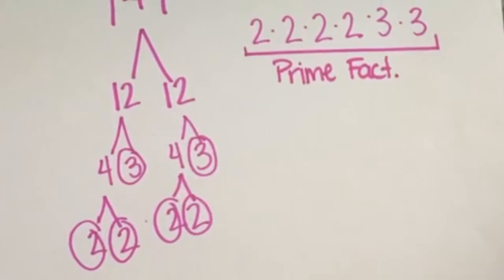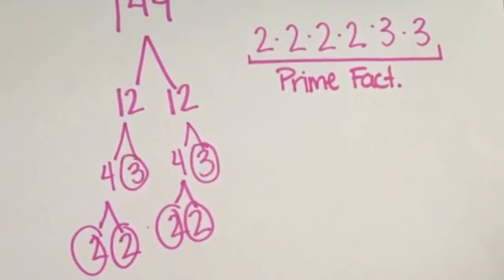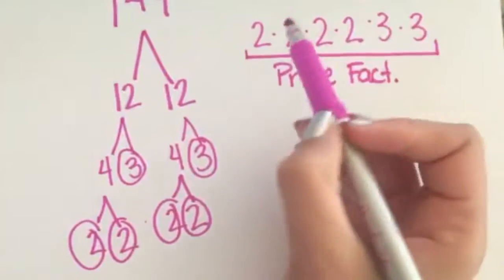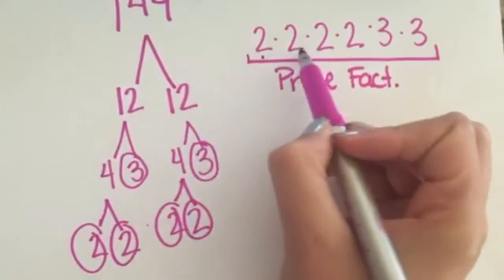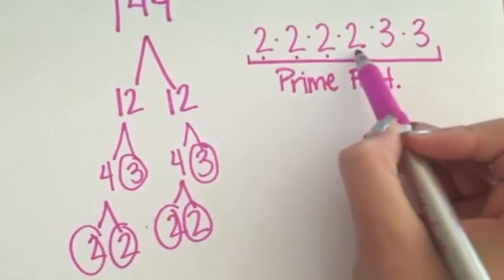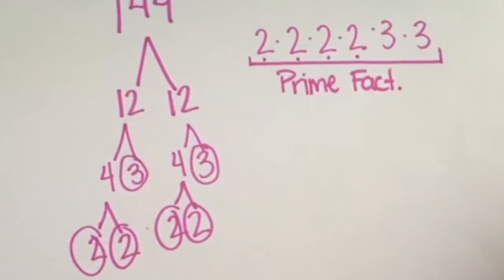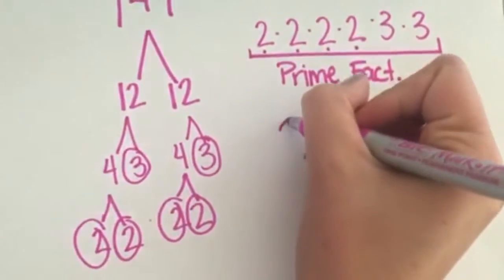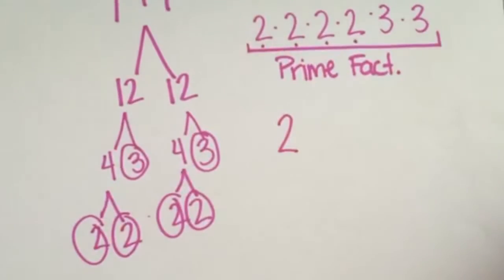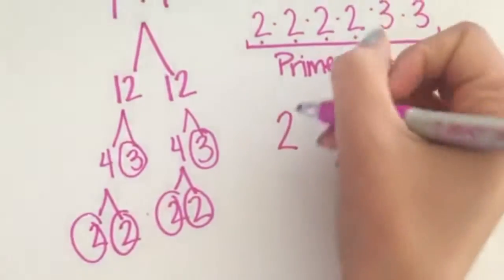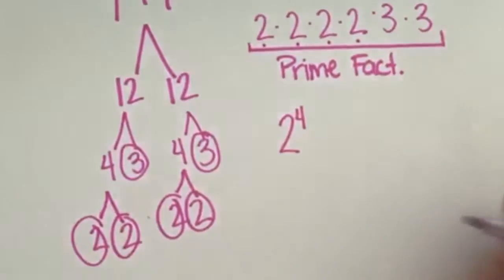So from this, we can write the number 144 as a power. You are multiplying the number 2, 1, 2, 3, 4 times. Since you are multiplying 2, that number is your base. And since you are multiplying it 4 times, that number is your exponent.